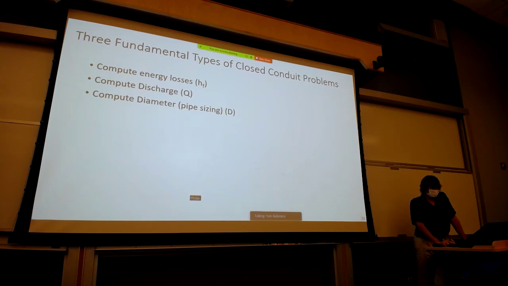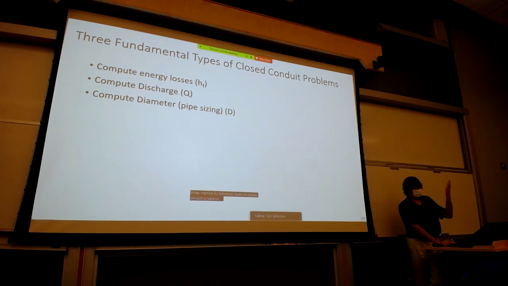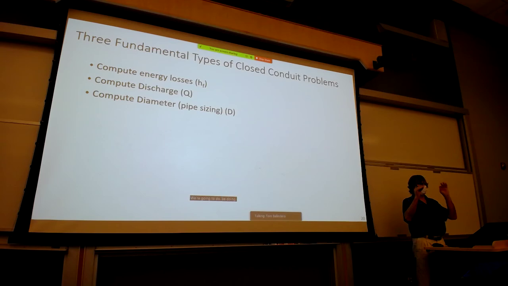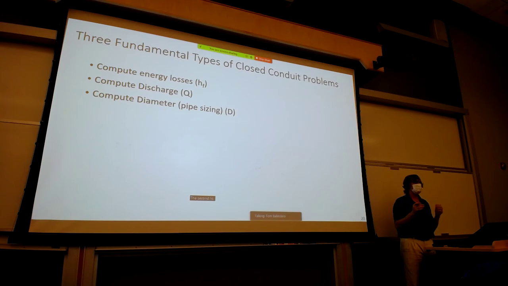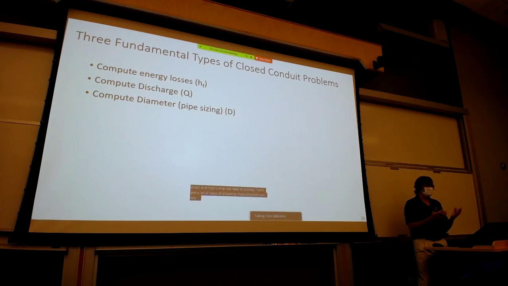So, three fundamental types of closed conduit problems. The first type is to compute the energy losses. The second is to compute the discharge. And the third is to compute the diameter. We're going to be doing examples of each one of these, and you're going to have homework problems on each one of these. The first one is always a direct solution. The second two may be a direct solution or trial and error, and that's what we need to discuss. There are a lot of ways of attacking these. Any more, you can make them direct solutions by using the equations on your handout, the equations that describe the Moody diagram.